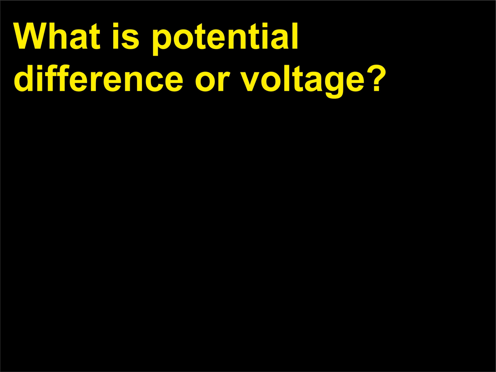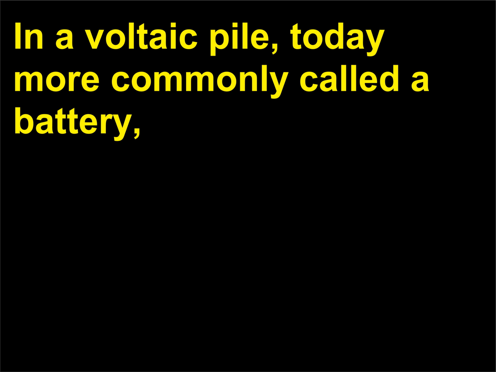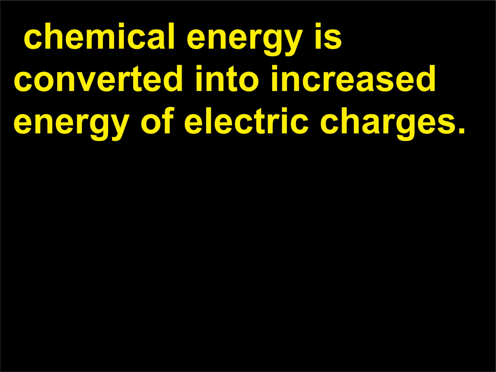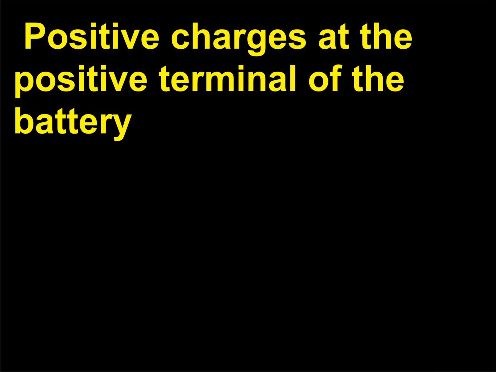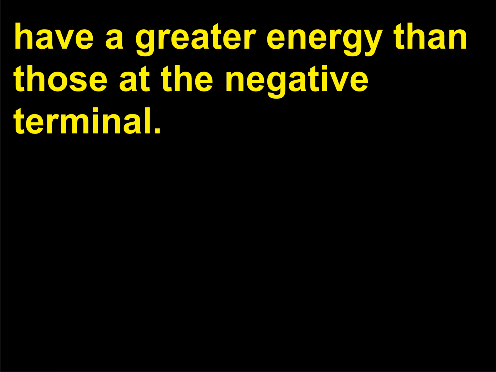What is potential difference or voltage? In a voltaic pile, today more commonly called a battery, chemical energy is converted into increased energy of electric charges. Positive charges at the positive terminal of the battery have a greater energy than those at the negative terminal.